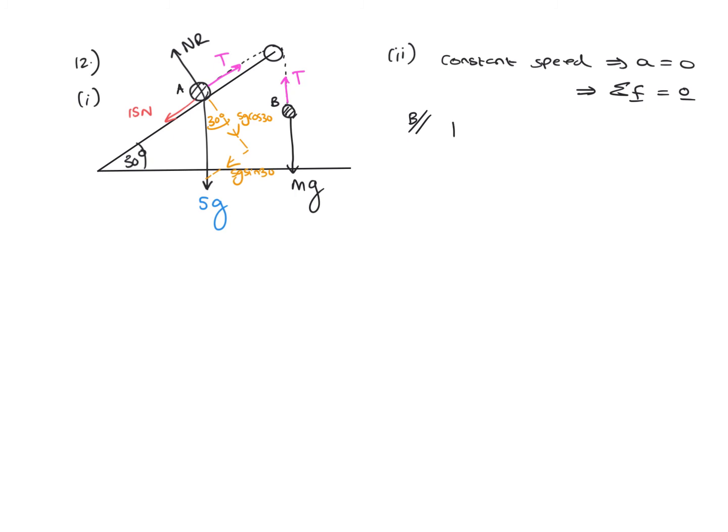So forces balanced on both of these. So for B, that tells us that tension equals mg, and for A, that means the components going up the slope, which is T, must be balanced by the two components going down the slope.